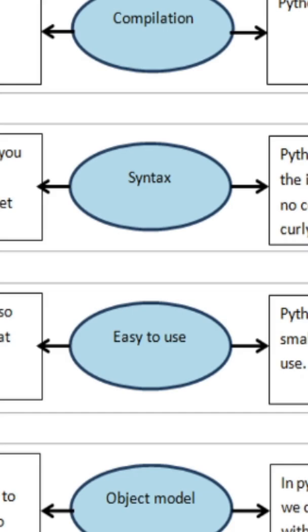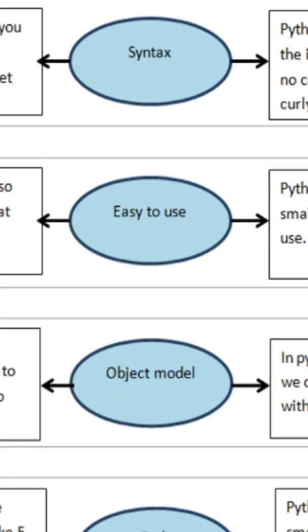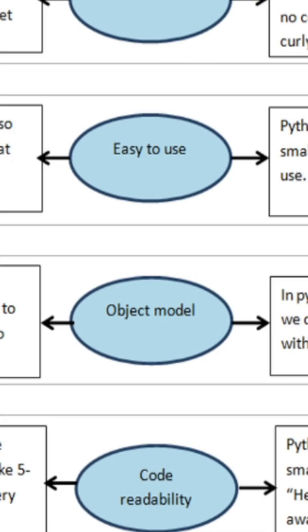Java syntax is rather strict. If you miss a semicolon at the end or mismatch curly braces, you get errors. Python has easier syntax. Only the indentation matters. There is no compulsion for semicolons or curly braces.